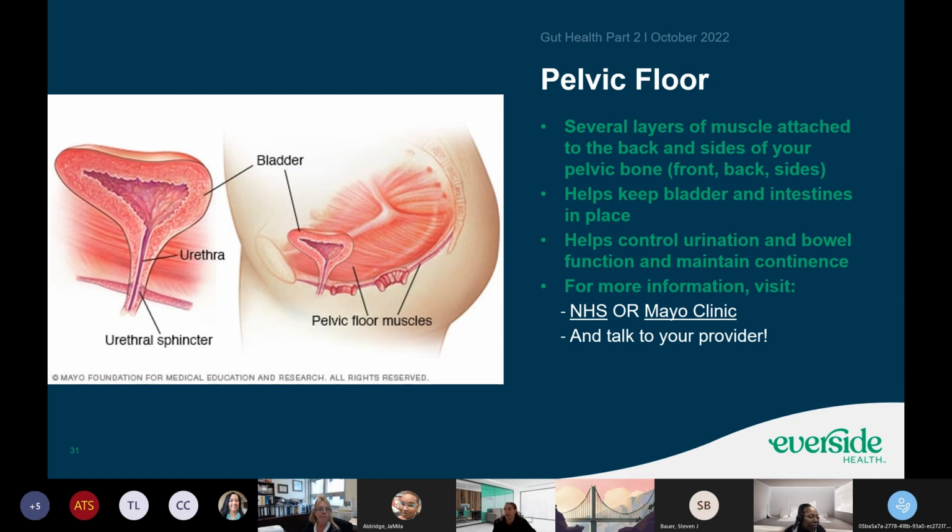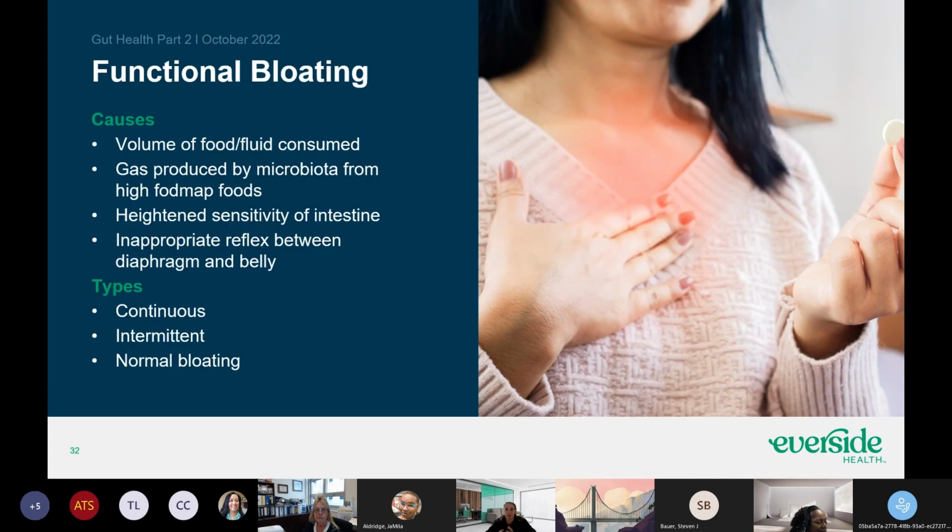So it could be urinary incontinence and other issues, but these muscles are going to help keep everything synced the way it should be. It's going to help keep things from flowing when they shouldn't be. So another good resource to check out on that.